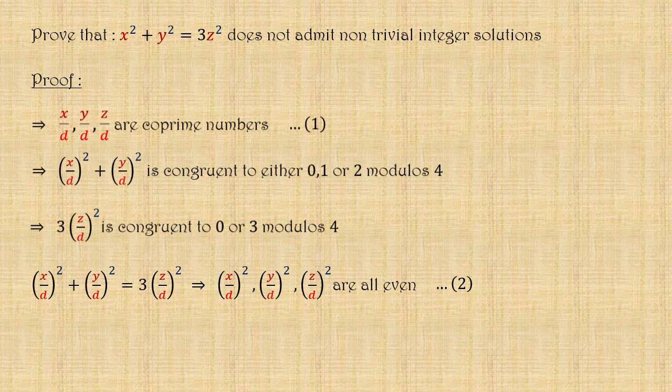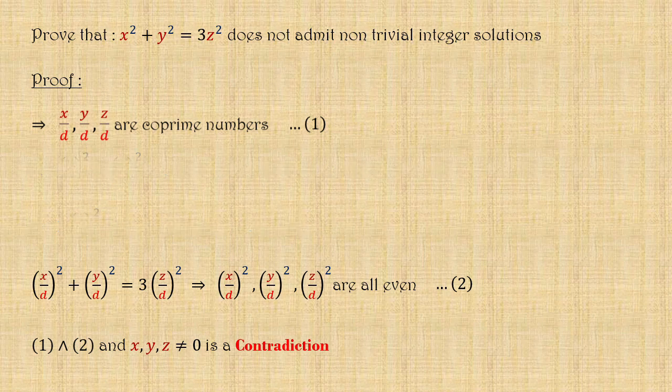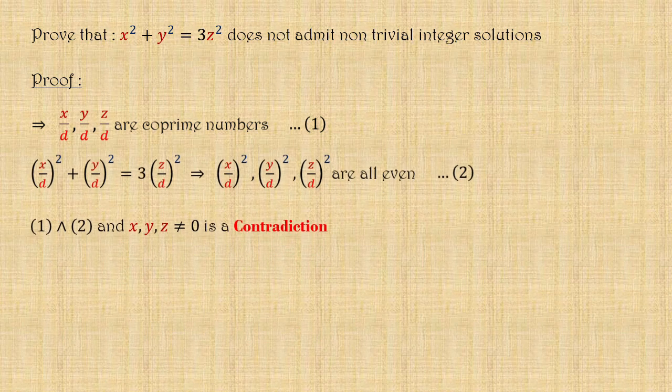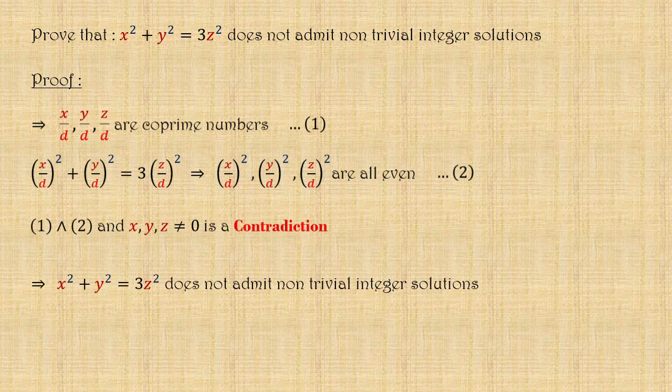And as assertion 1 states that these ratios are coprime, then if they're not all equal to 0, the conjunction between assertions 1 and 2 represents a contradiction. We therefore deduce that, except for the trivial solution 0, 0, and 0, our Diophantine equation x² + y² = 3z² has no integer solutions.